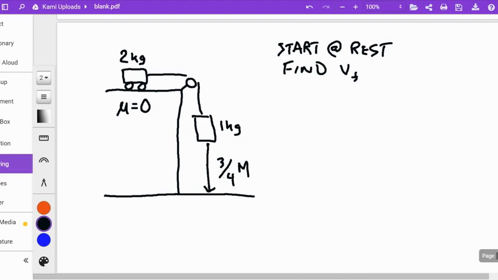Okay, so why don't we set this up. This is an isolated system. There's no friction, so you only have kinetic and potential energy. So we can do K initial plus U initial is equal to K final plus U final.